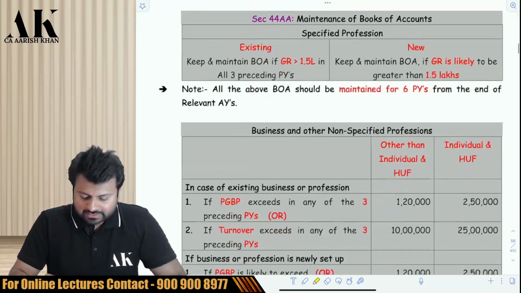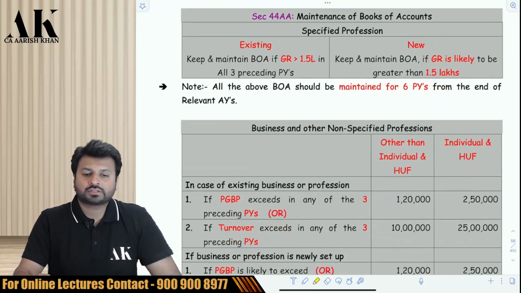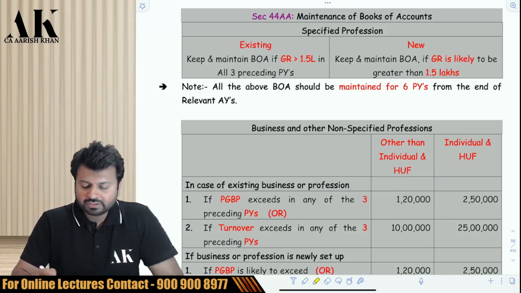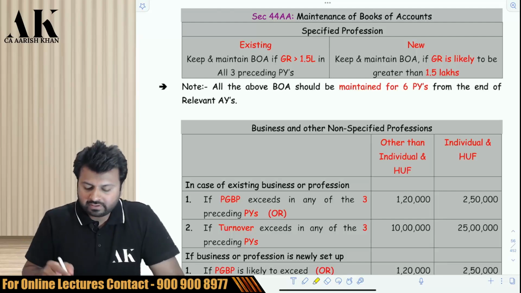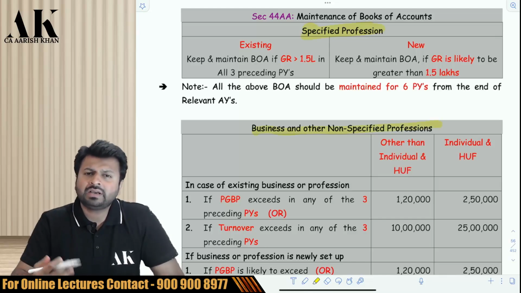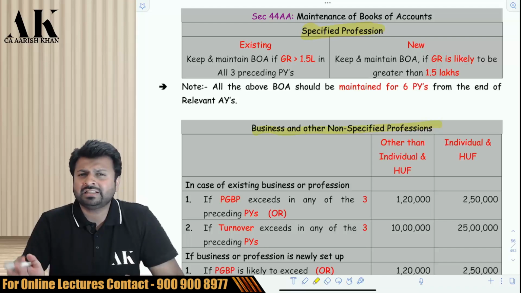Now let us talk about the next section, which talks about maintenance of books of accounts. If you are doing business and profession, you have to maintain books of accounts. So who are supposed to maintain books of accounts compulsorily? For how many years? What will be the consequence if I do not maintain the books of accounts? Okay. So first of all, for that purpose, the government has categorized all assessees into two categories. First is specified professions and the other is the rest of them. The rest will cover all businesses and non-specified professions.